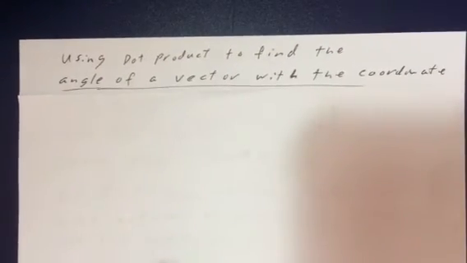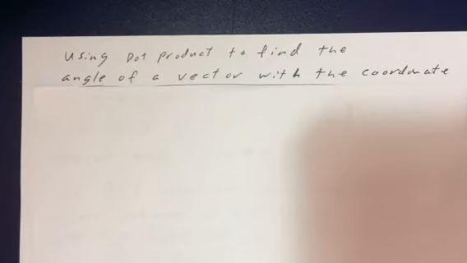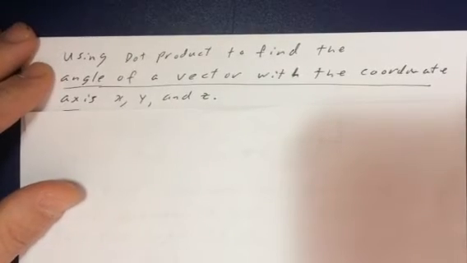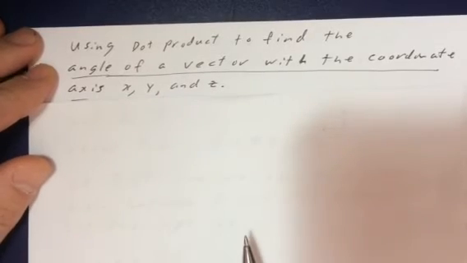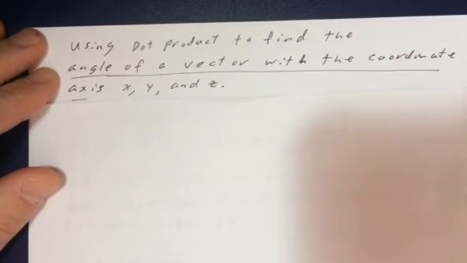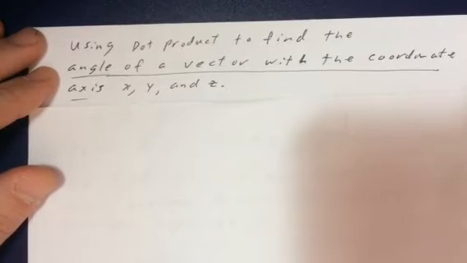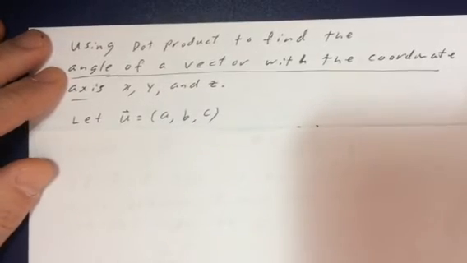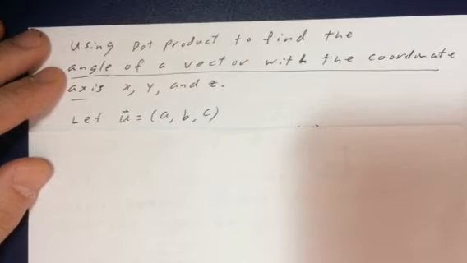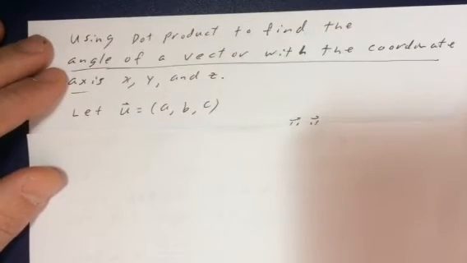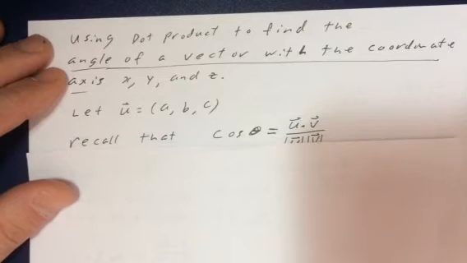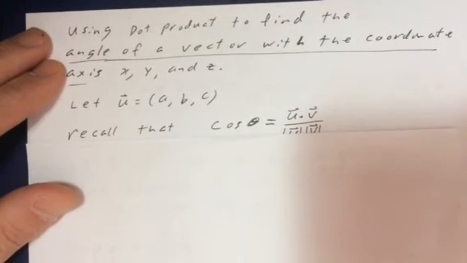Now, using the dot product to find the angle of a vector with the coordinate axes x, y, and z. This is a bit of an application of it, and it becomes quite useful. So we want to find the angle between any vector and the axes x, y, and z. Let u, any vector, be a, b, c. So let a, b, and c be the coordinates of the vector. Could have been x, y, z, could have been whatever you want.